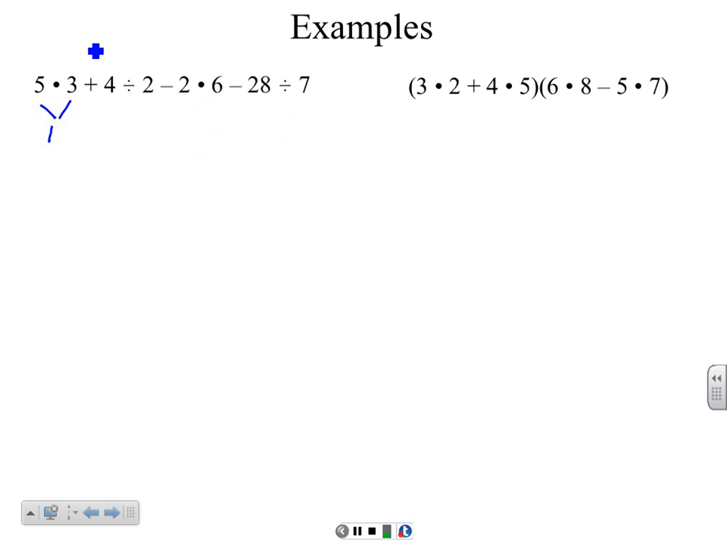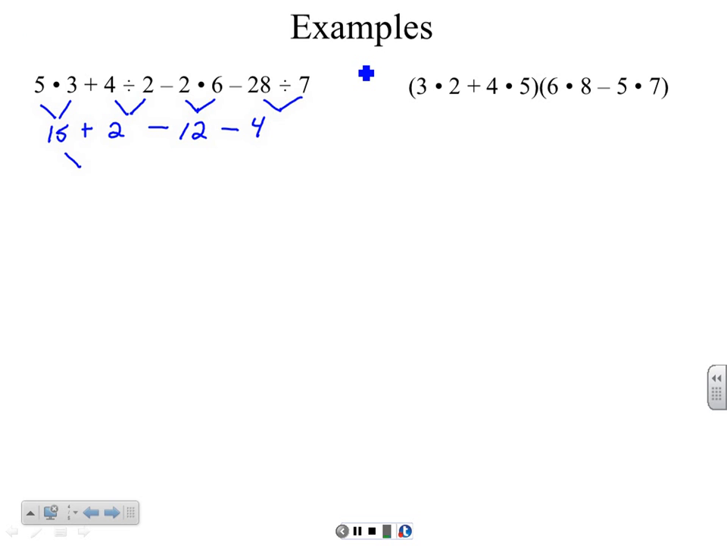which is going to be 15, plus, I'm going to do this division, 4 divided by 2 is going to be 2, minus, and then I'm going to do the 2 times 6, which is going to be 12, minus, and then 28 divided by 7, which is going to be 4. So you can see that I did all of the multiplication and division first. Now all I have left is addition and subtraction.